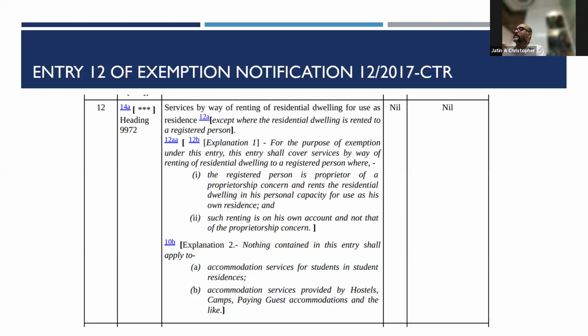Now, what happens to RCM? Yes. So the joint property.